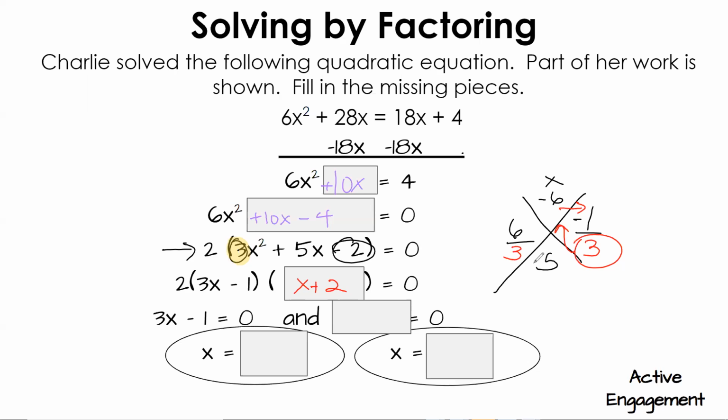Yeah. Okay. So now that we're here, what we're going to do is set both of these things equal to 0 and then solve. So that's going to give me x equals -2 and x is going to equal 1/3. I know, fast math, okay?